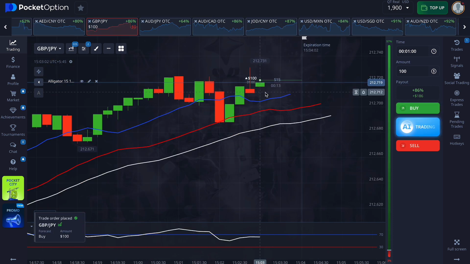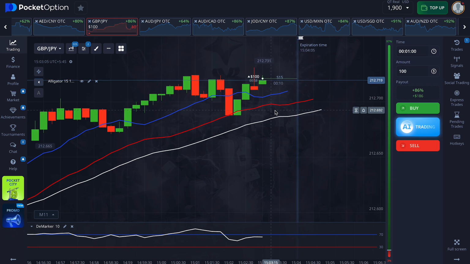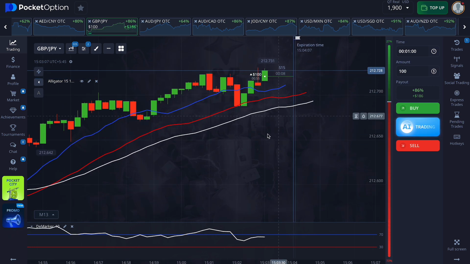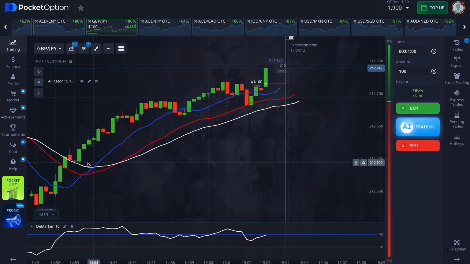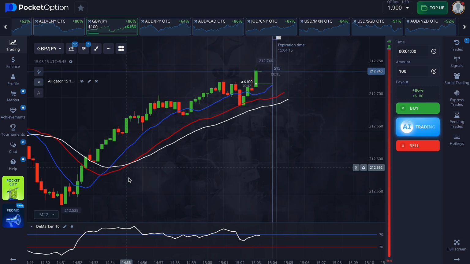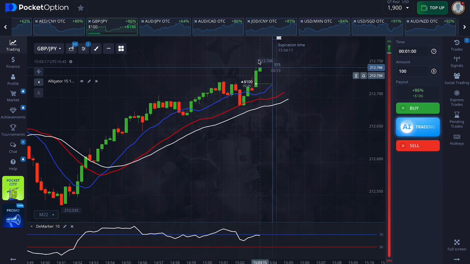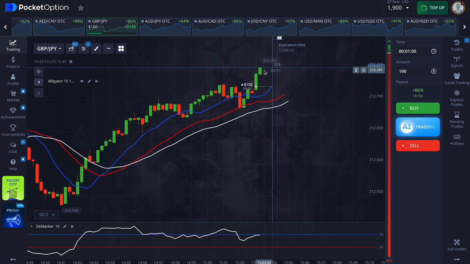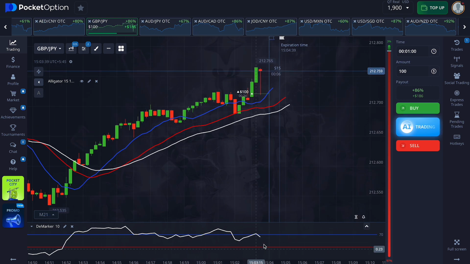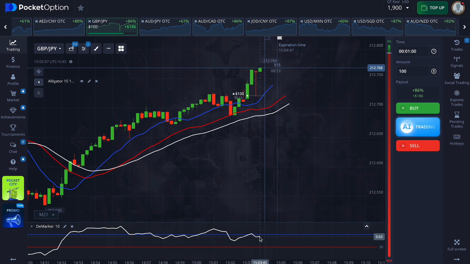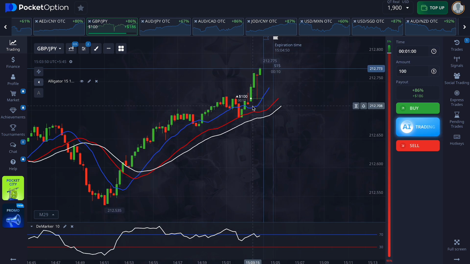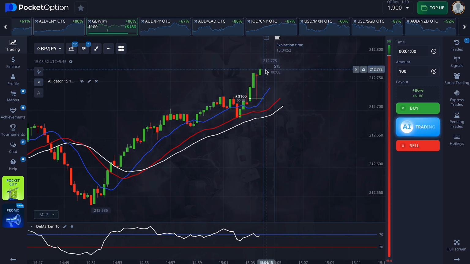Okay, here I'm buying it. The reason I'm buying it is, as you can see, the alligator is also going up, and here it is intersecting each other. So most of the time when this type of pattern forms, it will go up. As you can see in the DeMarker as well, it is showing the uptrend. Now it's showing the downtrend because the red candle is formed, so that's why now it's again going up. Okay, as you can see here, we made a first profit.